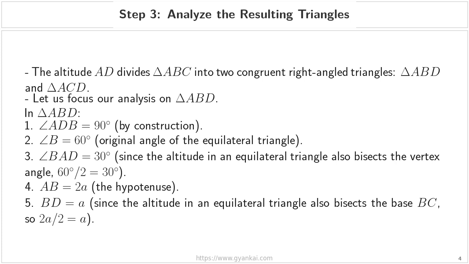Fourth, let's identify our hypotenuse. As we defined in the previous step, the side AB is the original side of our equilateral triangle, so its length is 2a. Finally, let's look at the base. Just as the altitude bisected the top angle, it also bisects the base, BC. Since the full base was 2a, the segment BD is exactly half of that, which is simply a. Now that we have all these side lengths and angles clearly identified, we are in the perfect position to use the Pythagoras theorem in the next slide to find the length of that missing altitude.